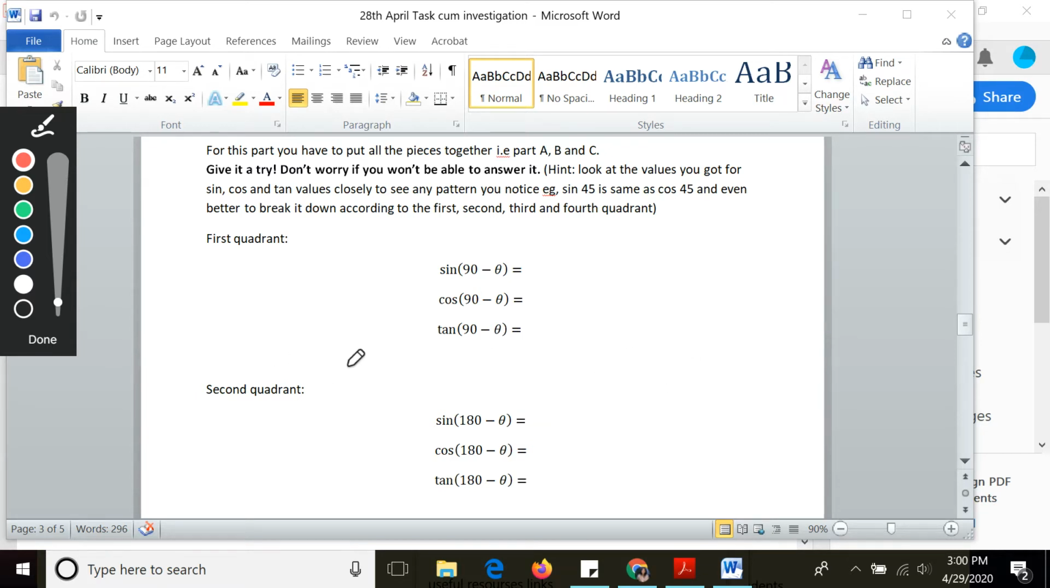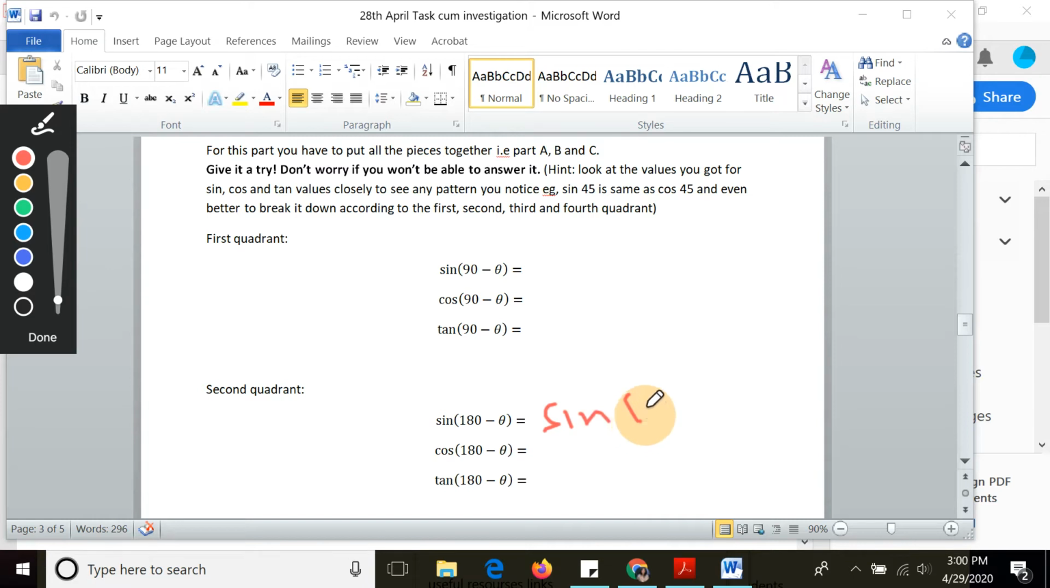The next one was sine 180 minus theta. And if you remember, for sine 180 minus theta, I will go back to your table and you can look at what is the value of sine 135 in your table. And then look at the value of sine 45. And both of them are the same, which means that sine 180 minus theta will be equal to sine theta.